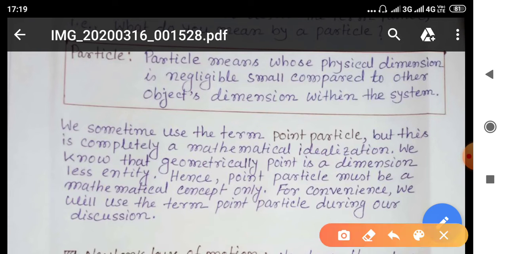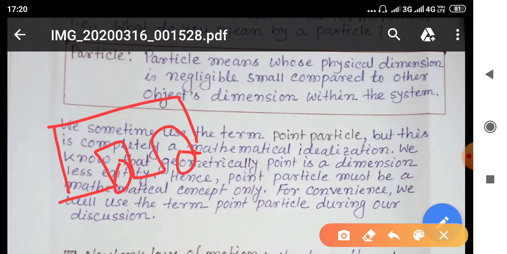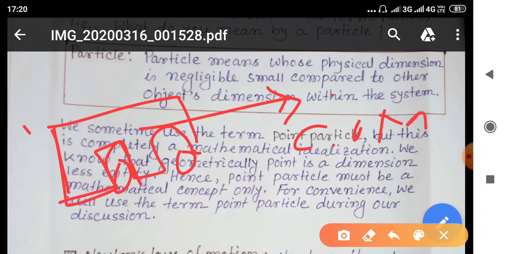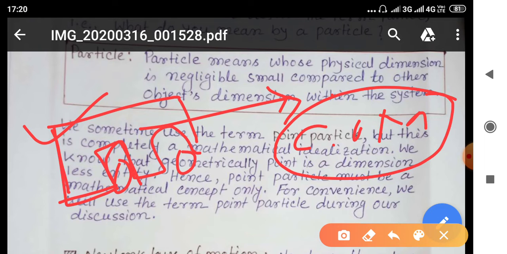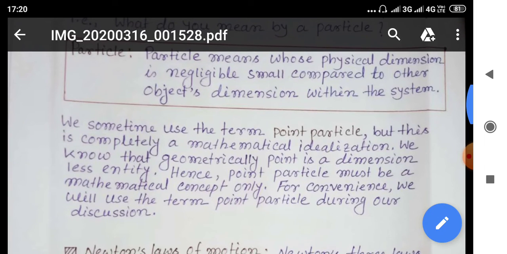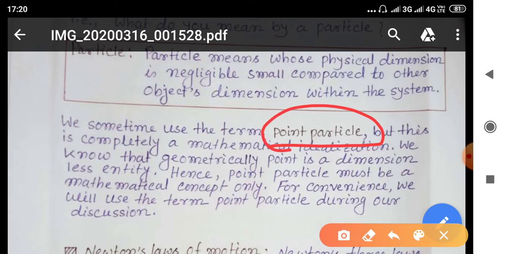For example, when we are considering the motion of a bus, we can replace the whole mass of that bus by a point mass, which is called the center of mass. Then if we want to analyze the motion of the bus, it will be enough if we just analyze the motion of the center of mass. So the point particle concept becomes very important to replace a whole object by a point.